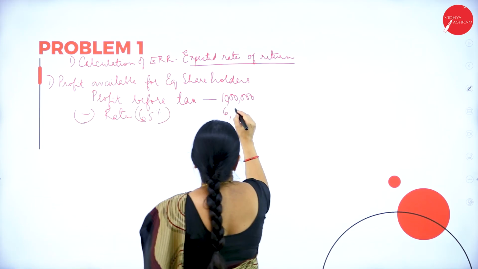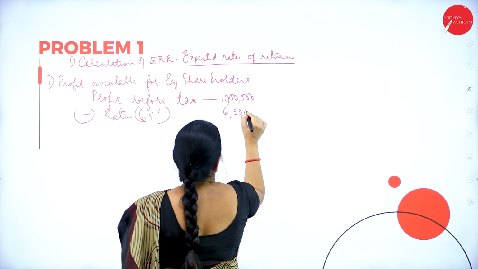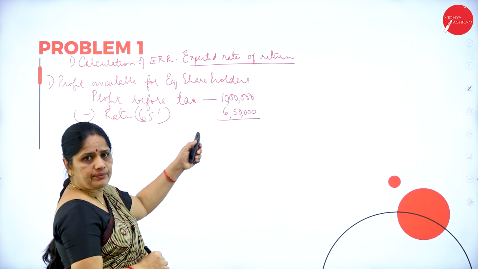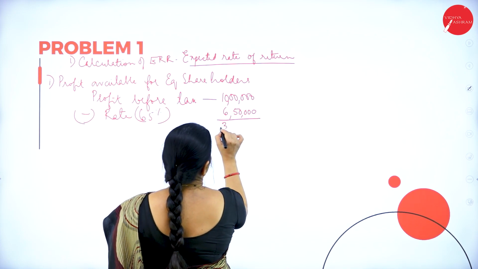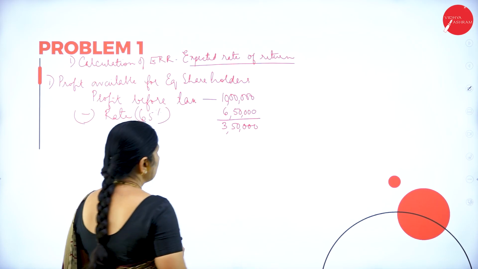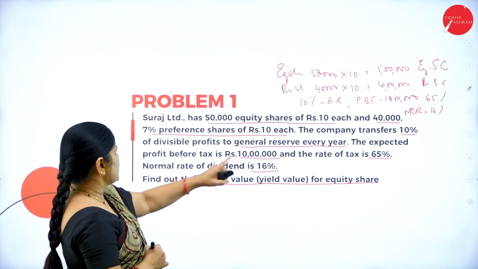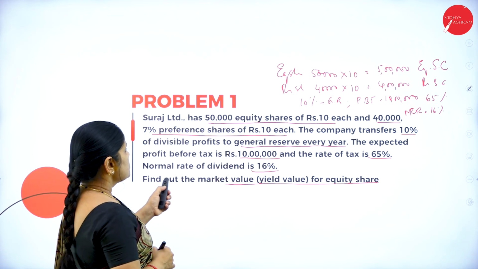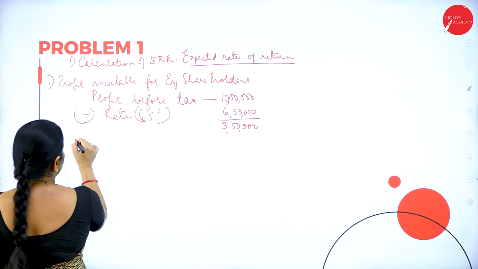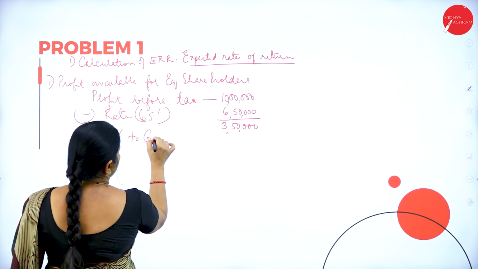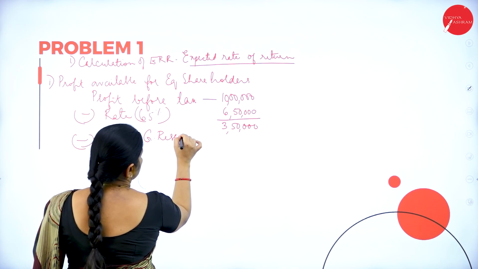65%, that is, so out of 10 lakhs I am deducting 6 lakhs 50,000. I am getting 3 lakhs 50,000. Now from this, the company transfers 10% of the divisible profits to general reserve. So I have to transfer 10% of this to general reserve.